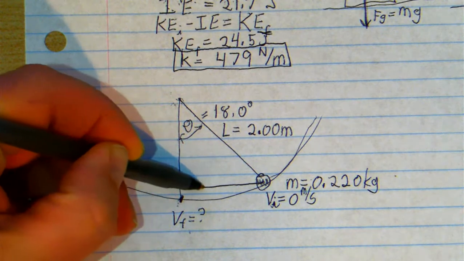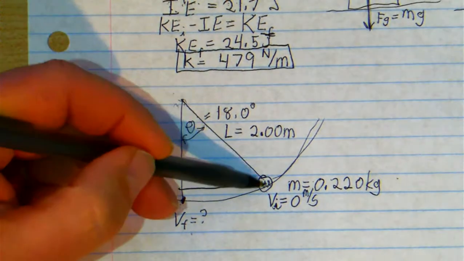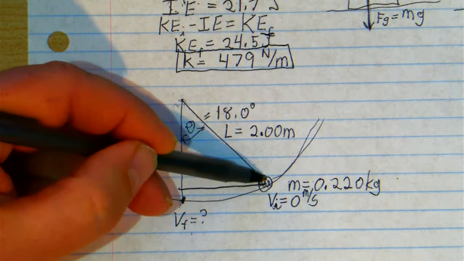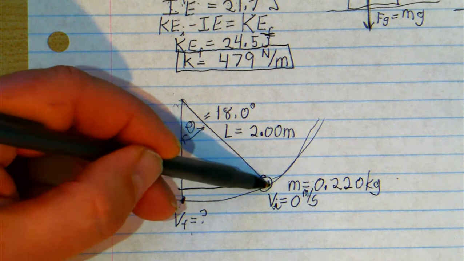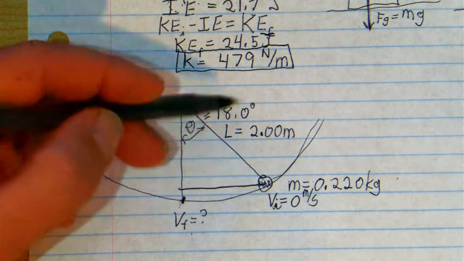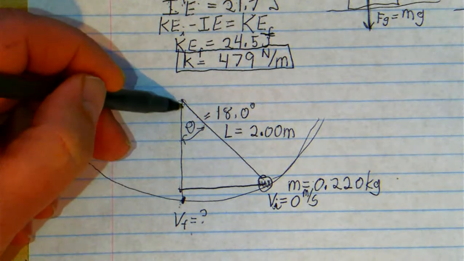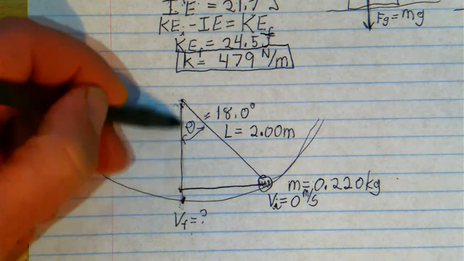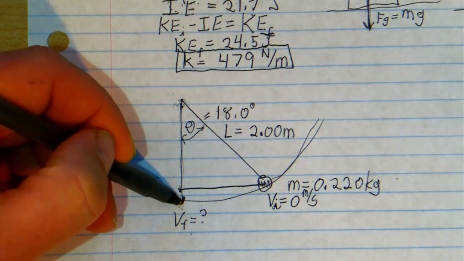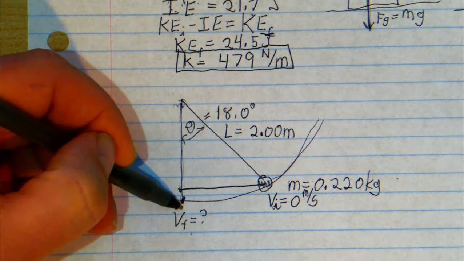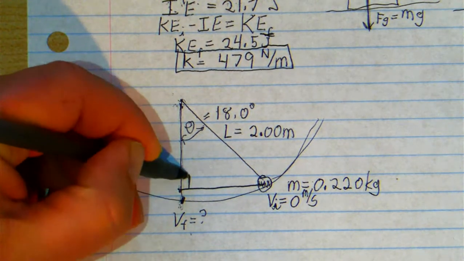So I'm going to draw a horizontal line from where this plumb bob started to where it is directly underneath this vertical line when this swing is at the bottom of its swing. This creates a right triangle.